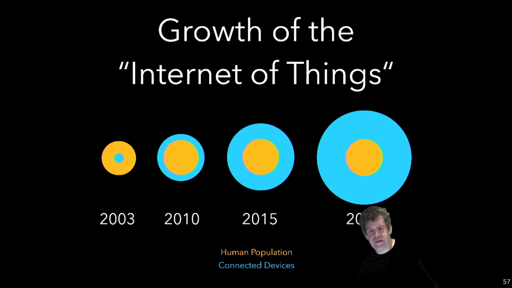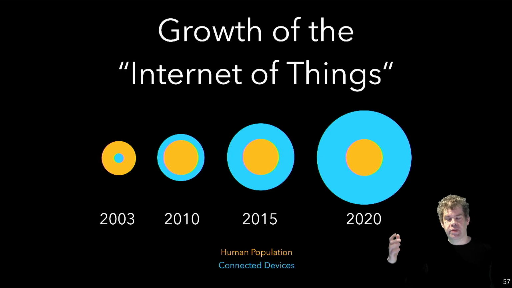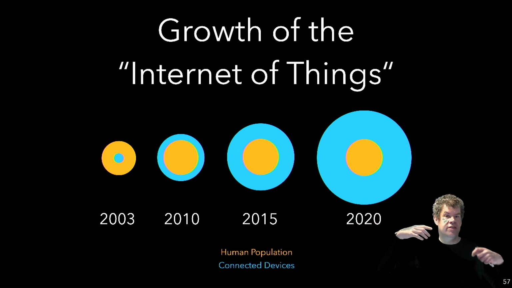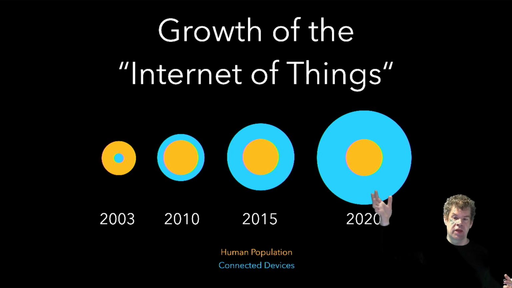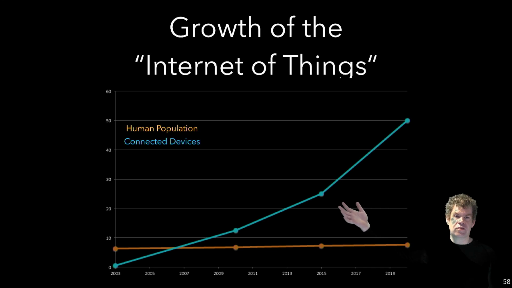I've just redrawn this image, and what they were trying to show was basically a relation between human population and connected devices. The point was, in 2003 we had a few connected devices and a significantly larger population, and then this tipped somewhere around 2010, and by 2020 it's the opposite. I don't know what happened to the guy who did this, right? Why would you do this if you could just do it this way?